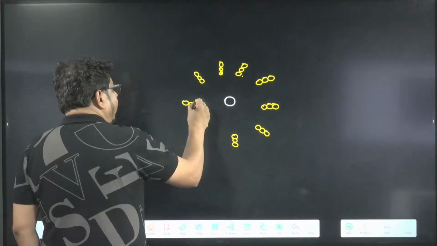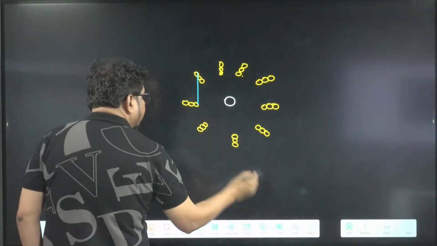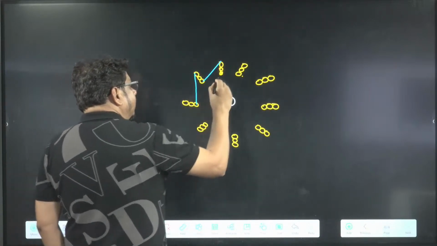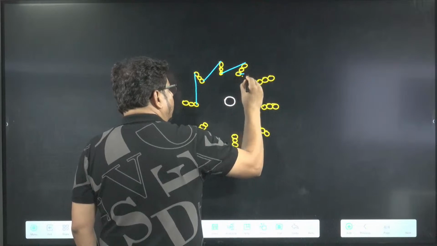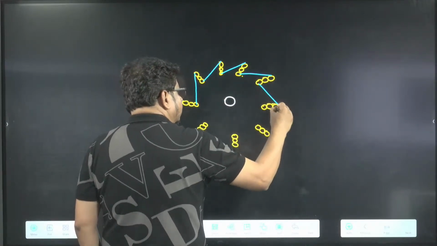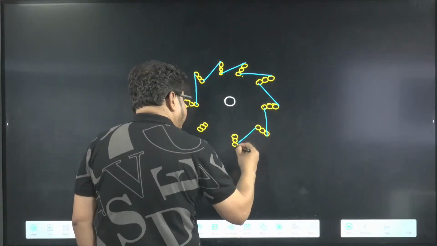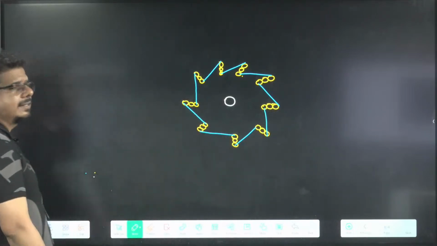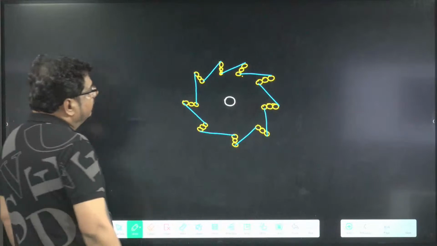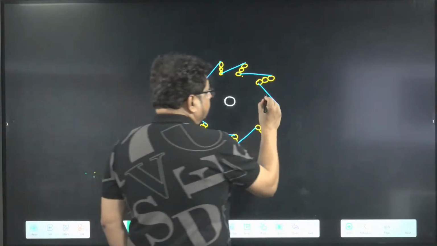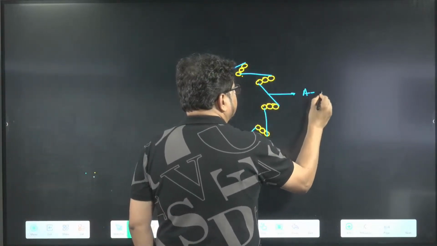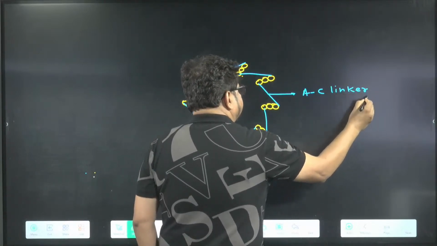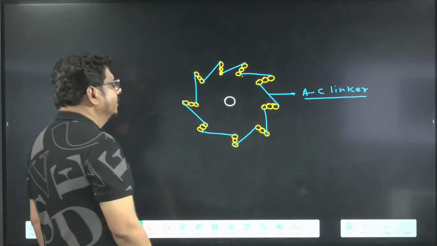So every A is connected with a C. Every A connects with the other triplet's C. One triplet and another triplet are connecting together, but how? A connects with the C. And when A connects with the C, it forms such a kind of structure. Understanding the idea? So which linker is it called? The AC linker.